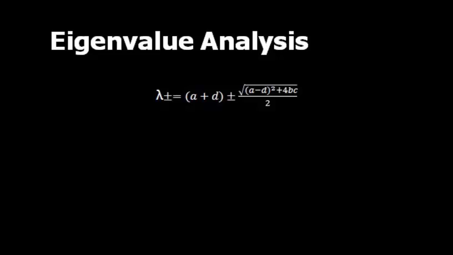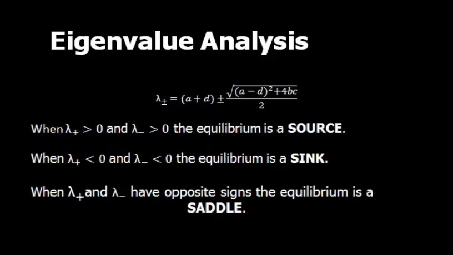Now, what exactly happens when we plug in our values? Well, once you work out a solution from our plugged in values, you will receive your lambda plus and your lambda minus from the function. And depending on their signs, your systems will have different types of behavior. When lambda plus and lambda minus are greater than 0, the equilibrium at 0, 0 is a source. When lambda plus and lambda minus are less than 0, the equilibrium at the origin is a sink. And finally, if lambda plus and lambda minus have opposite signs, the origin is a saddle.